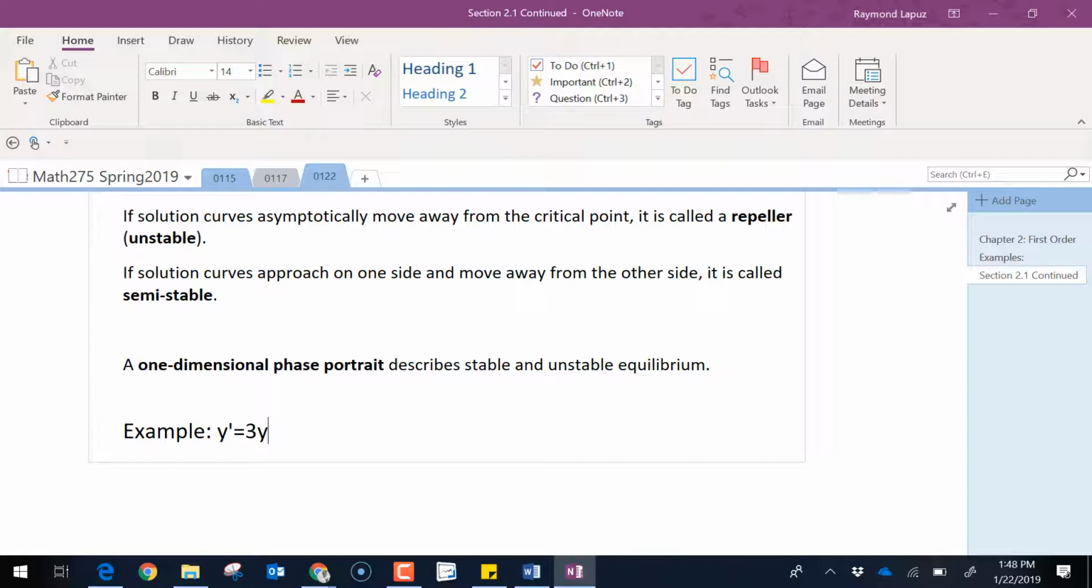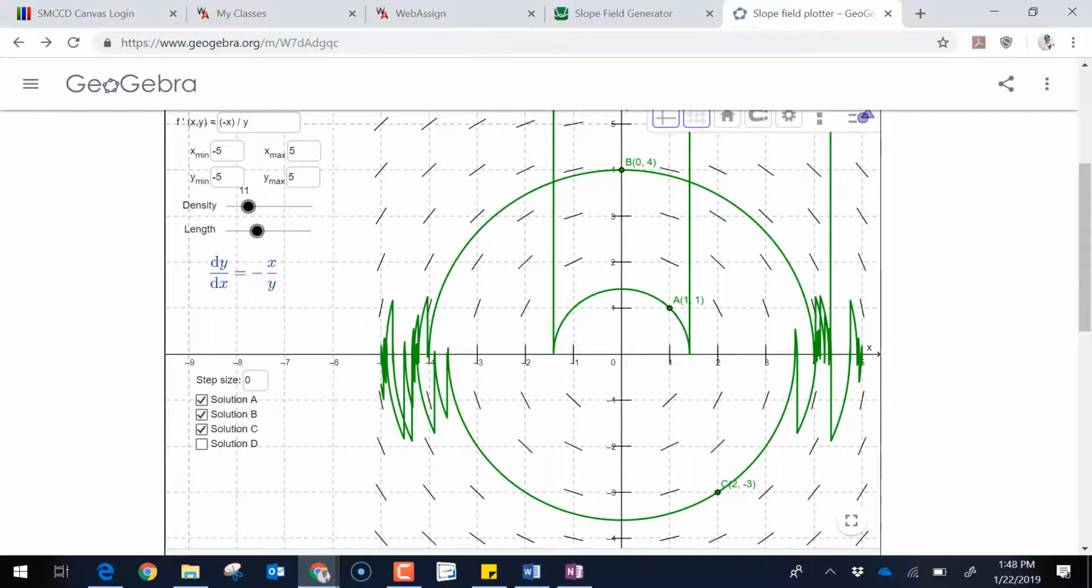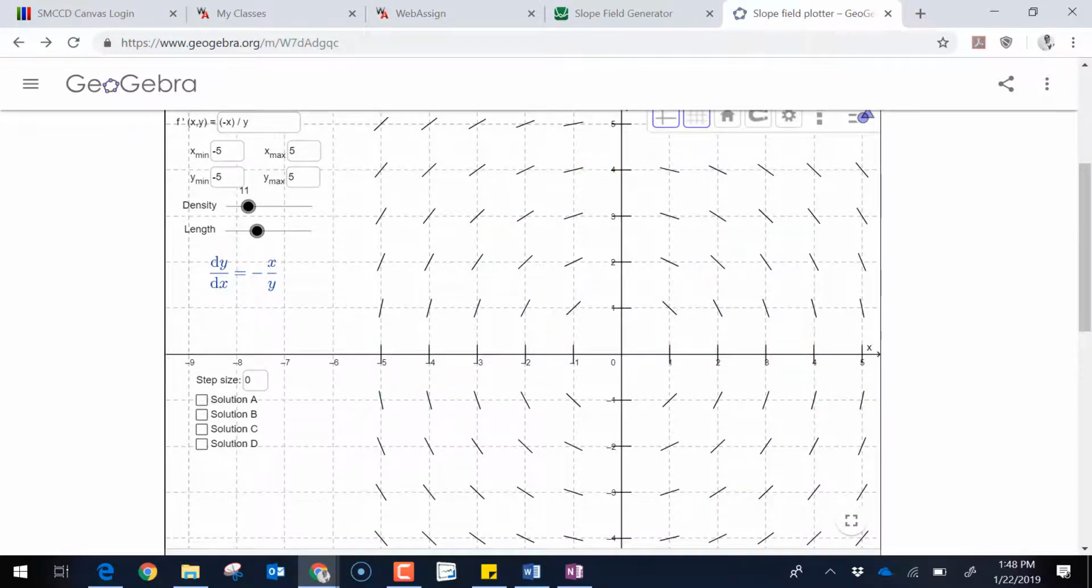But let's say this is our differential equation. Let's take a look at the slope field for this. And what's interesting is that if you look at the slope field, see if you notice a pattern, 3 times y, that's our slope field.